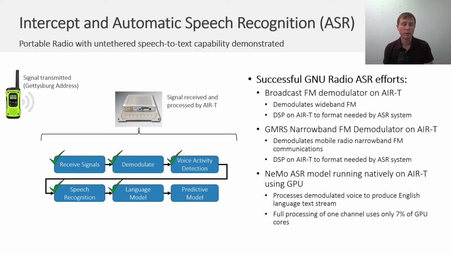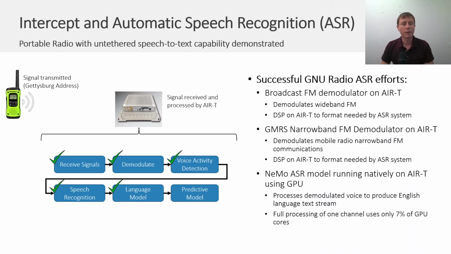GMRS is the one I'll show you in a second. So that's demodulating narrowband FM. That's a handheld radio like you see there. And then we use NeMo for all of this. So NeMo-ASR running natively on the Air-T using the GPU. And you'll see the GPU only leverages about 7% of the GPU cores for this processing.